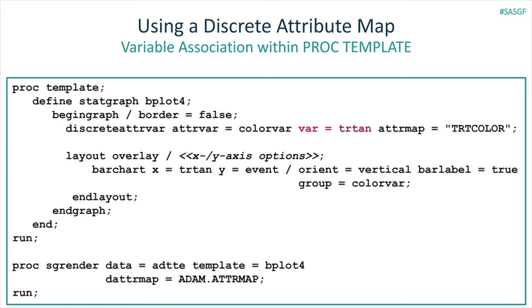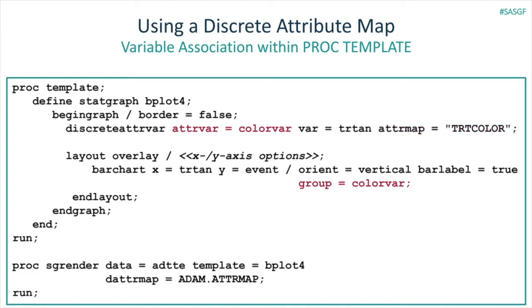The next is your variable, and you have to now associate the variable that's going to be used within the attribute map, and you're going to use the VAR statement for that. In our particular example, our variable that is going to be using the attribute map is our TRTAN variable, our treatment variable. And then the attribute map specifies the name of the attribute map that is used. So if you recall, in the previous slide, we had two attribute maps specified in the data set. We had treat color and treat color 2. For this particular template that we're creating, we're going to use the treat color.